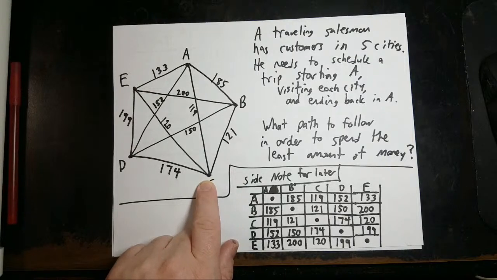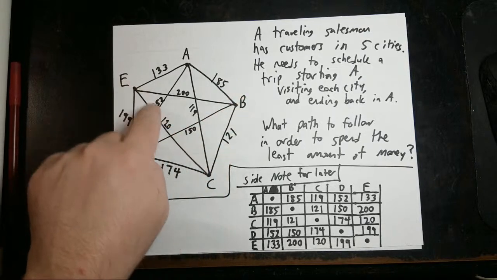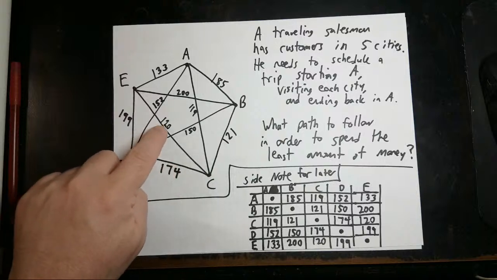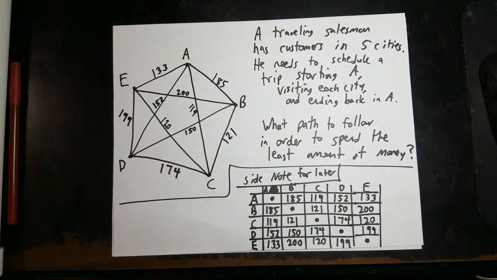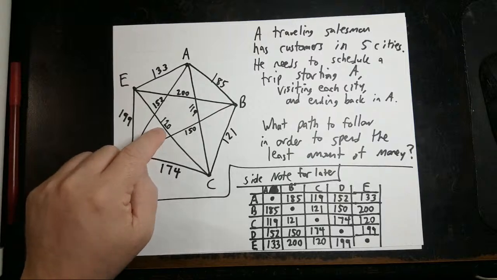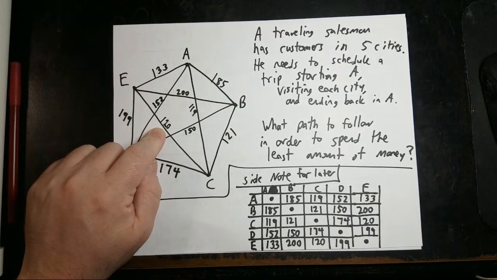Now I can't go back to A. I have to go to a new city. So what, again, is the cheapest connection? I can go to B, I can go to E, I can go to D. E is clearly the cheapest one. I can't go back to A. I've already used A. Well, I have to end up at A, yes, but I can't go back right now. I have to hit every single vertex in order to complete the Hamilton circuit. So I have to go to E next.